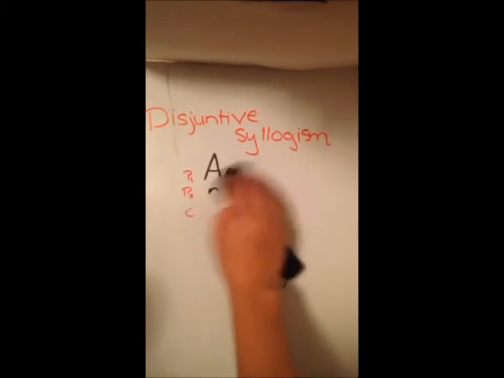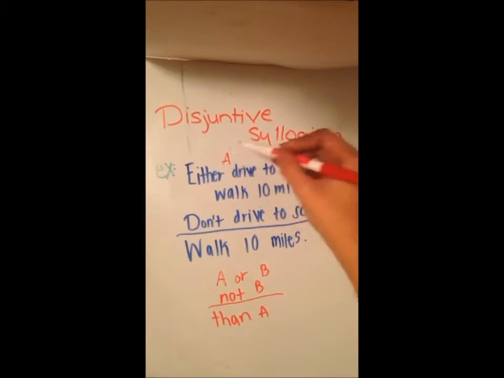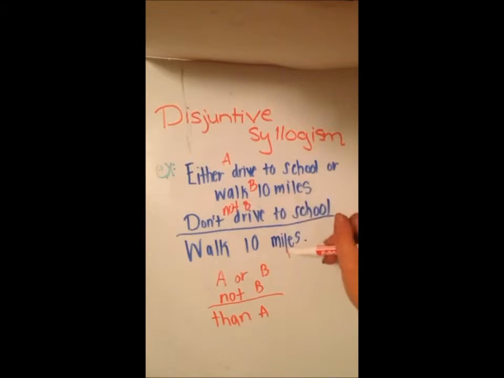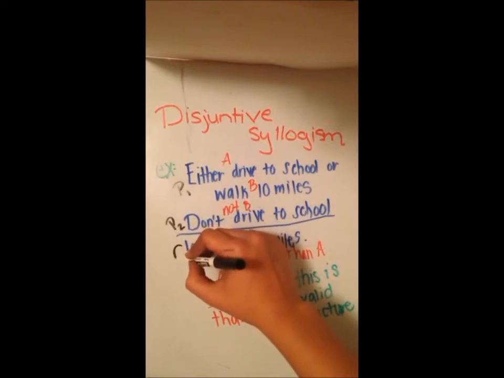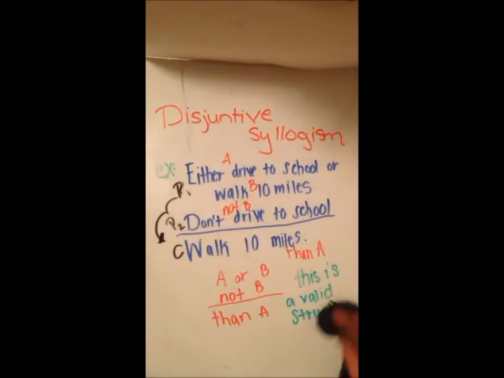So your premise 1 and premise 2 and your conclusion, as we said. Either drive to school or walk 10 miles. Don't drive to school, walk 10 miles. A or B, not B, then A. This is a valid structure with your premises 1 and 2 supporting your conclusion.